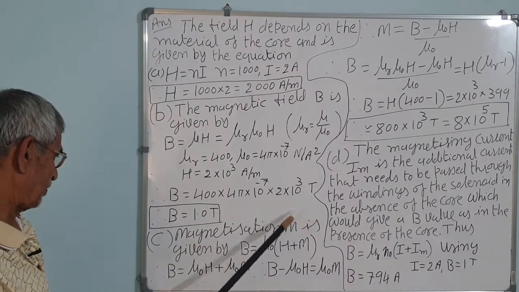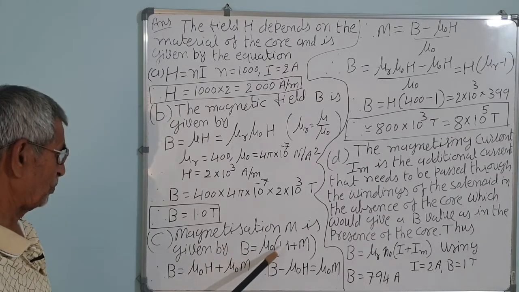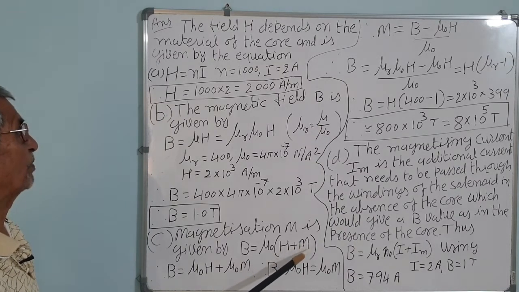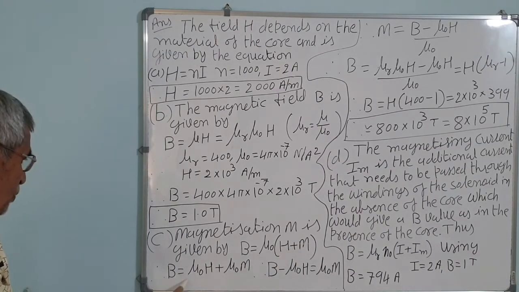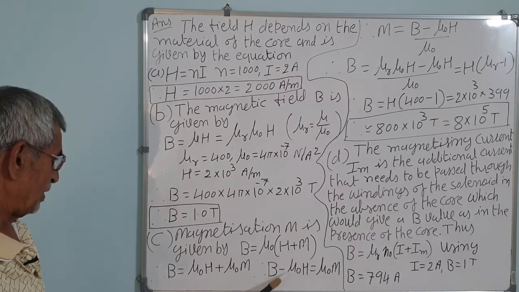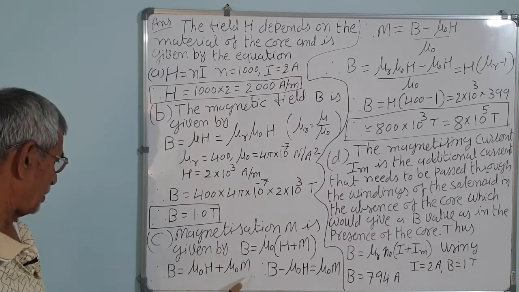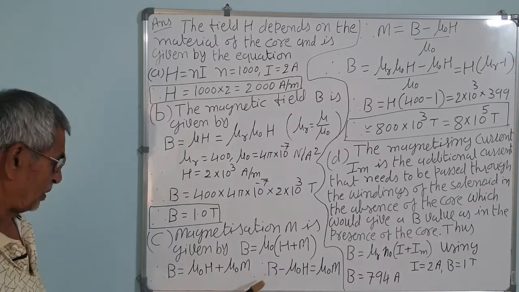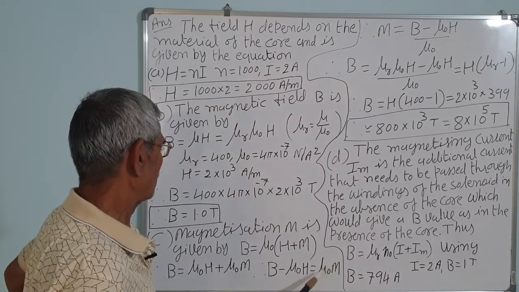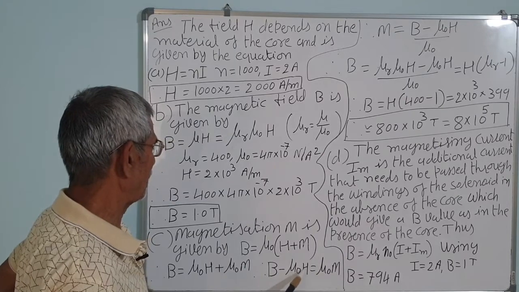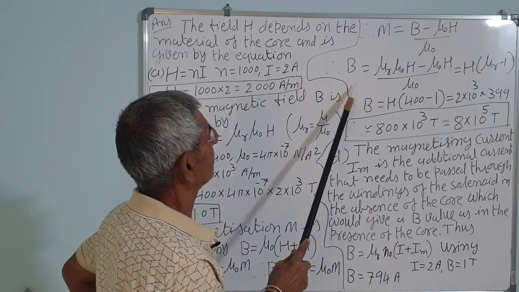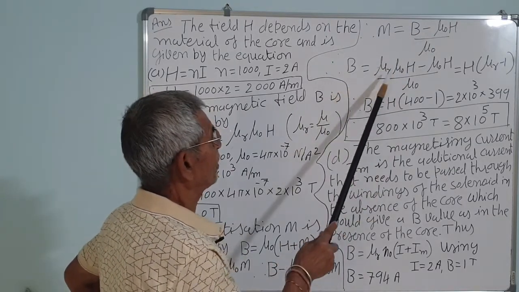Now magnetization M is given by B is equal to mu 0 H plus M, also correct. We want to calculate M from this. So B is equal to mu 0 H plus, simplifying this, mu 0 M. So B minus mu 0 H, taking this to this side, is equal to mu 0 M. So M is equal to B minus mu 0 H upon mu 0. Therefore B, now B is equal to mu r mu 0 H.